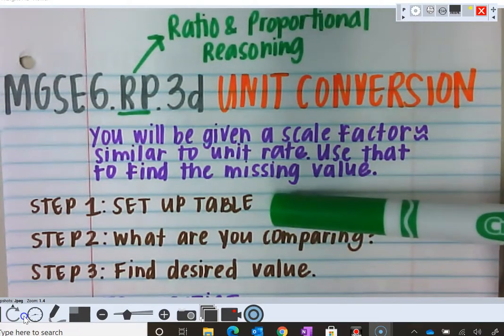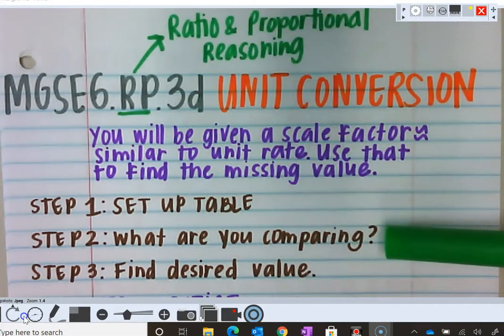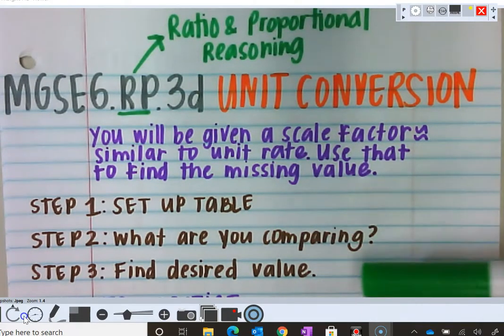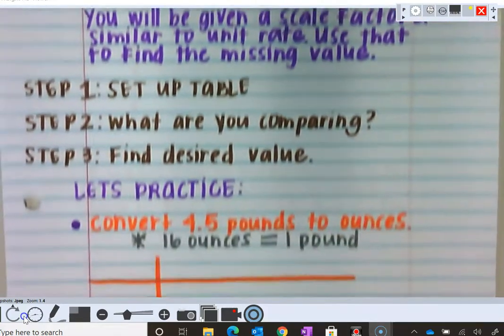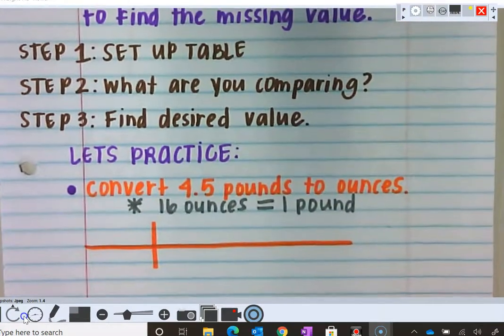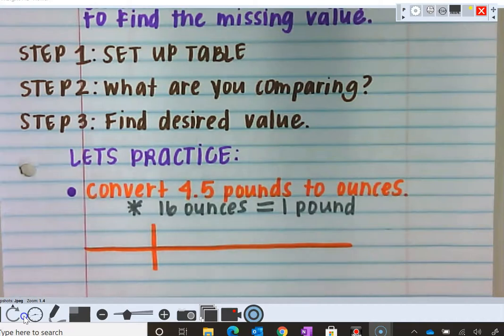So we're going to set up a table. We're going to ask ourselves, what are we comparing? And then from there, we'll find the desired value. So let's try it. So it says, convert 4.5 pounds to ounces. So we have our table set up. Now we need to figure out, what are we comparing?